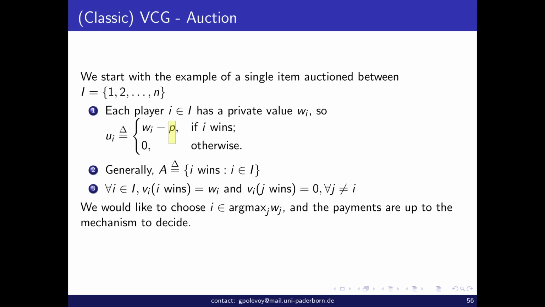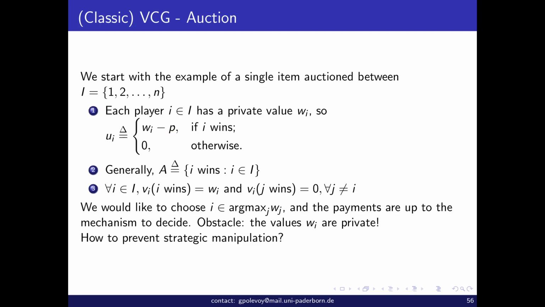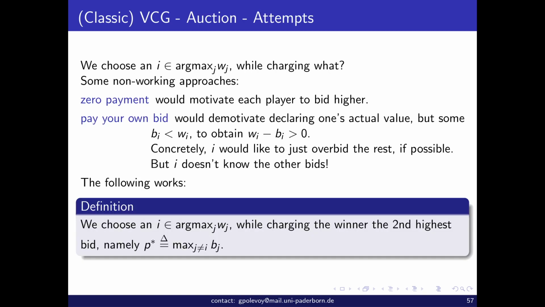That's something we need to choose in order to motivate the person to tell us their value, because the obstacle is that the values are private, so people won't necessarily tell us the value. Maybe I'll say that my value is higher than my actual value in order to get the item. We need to decide upon the payment such that there will be no strictly profitable strategic manipulation of what the players tell as their value, because the values originally are private. We need to choose a player with some value. And what shall we charge?